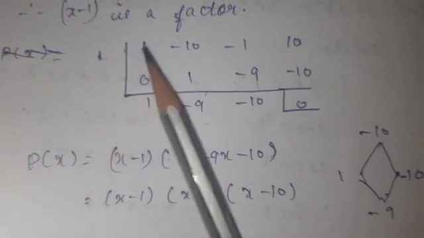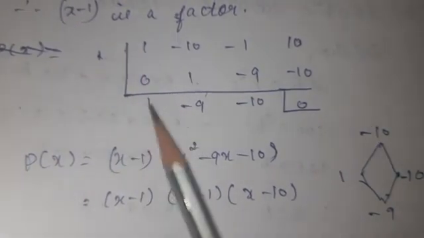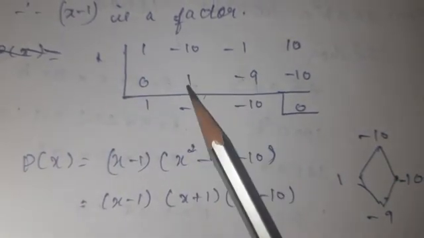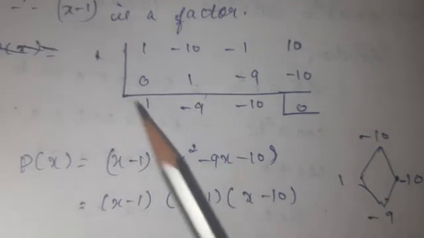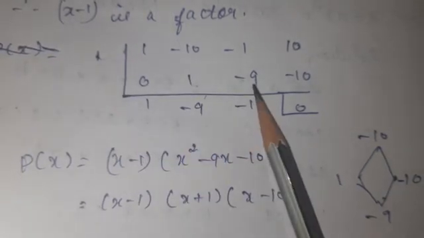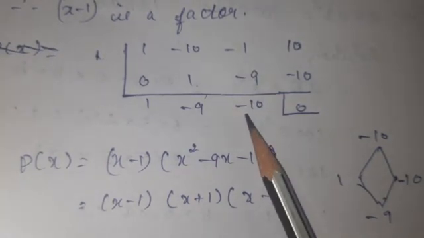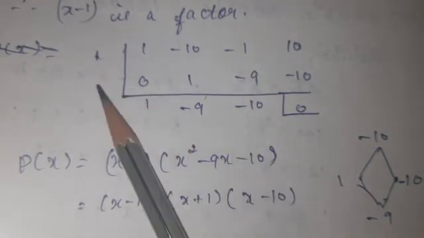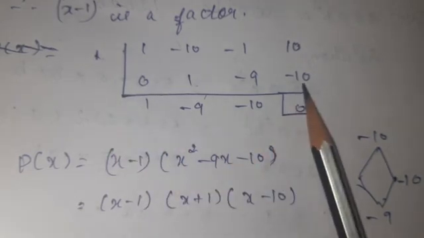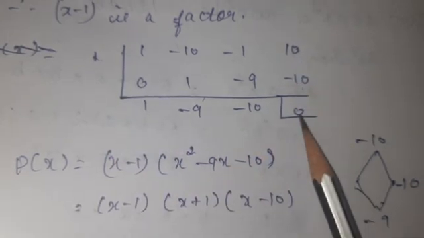I have written here, so 1 plus 0 is 1. 1 ones are 1. Minus 10 plus 1 is minus 9. 1 into minus 9, here we should write minus 9. Both are negative. Minus 1 minus 9 is minus 10. Then we should multiply. 1 into minus 10 is minus 10. 10 minus 10 is 0.